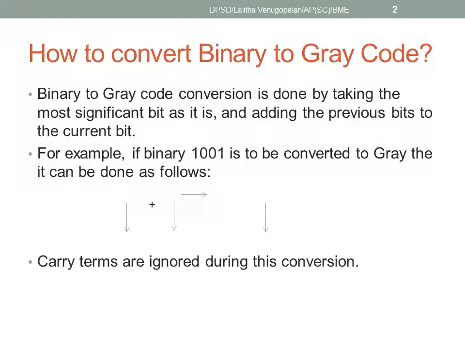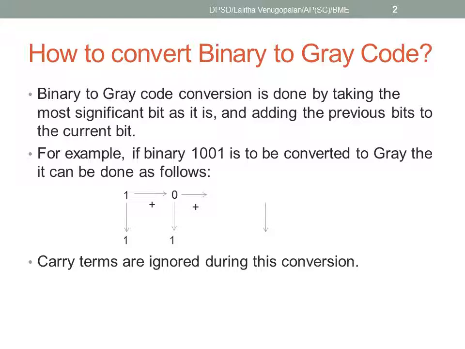Well, for my example, let me take 1001 as a binary number and I need to convert that into gray. So I just take the most significant bit of my binary number and write it as it is in the gray section. Then I add the most significant bit to the next most significant bit, that is the 8 bit and the 4 bit. And whatever result I get, I tabulate that in my gray section.